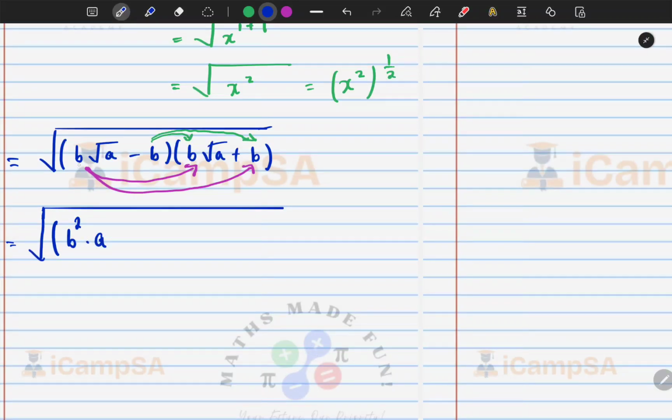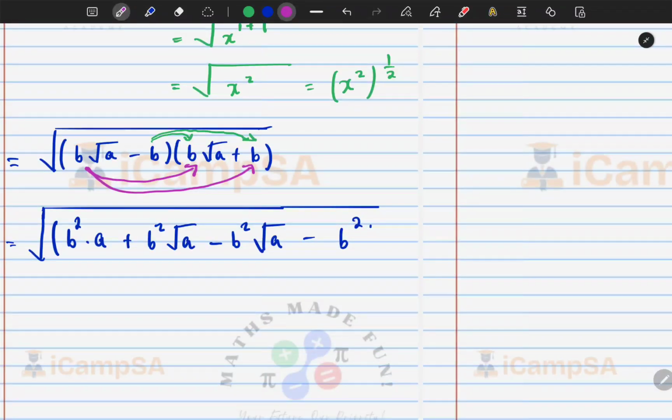And then you are going to have b times b, which is going to be your plus b squared times the square root of a, minus your b times b, it's going to be b squared times the square root of a. It looks like we still have to extend this, and then we are going to have minus b times b, it's going to be b squared.